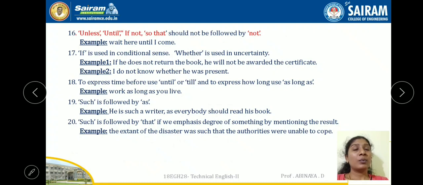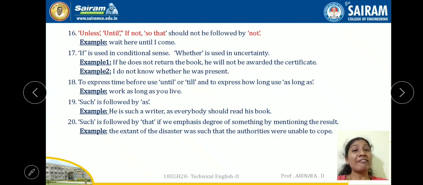16th one. The words unless, until, if not, so that should be followed by that, not. If you want to use these words with any other conjunction, go with not. Don't put any other conjunctions, just go with a single sentence, a single clause, right? Okay. So wait here until I come. If you want to add anything, add it with the conjunction not.